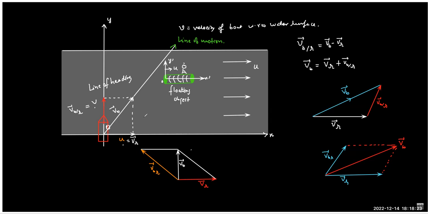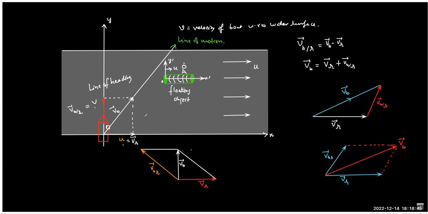VR. Correct. VR is something which you won't be able to see. So what you will see is the VBR only, isn't it? Yeah. Which means in the frame of the water surface, the line of heading becomes the line of motion.